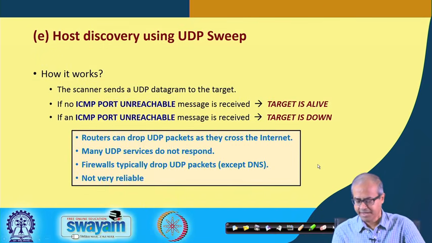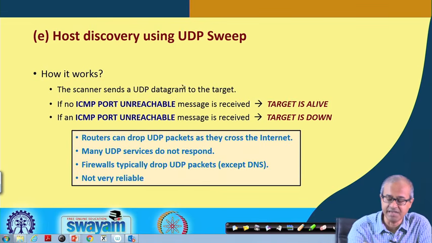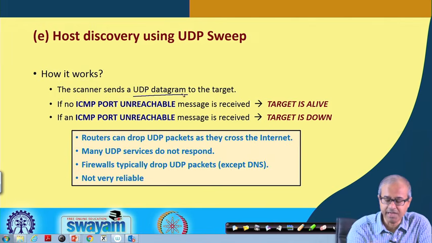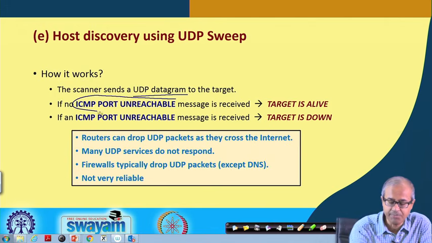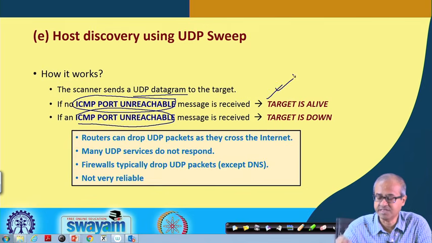You can carry out this kind of host discovery also using UDP sweep. UDP sweep is simple, you simply send a UDP datagram to a target. Whenever a UDP packet is sent, if the target port is closed, the target host will respond back with an ICMP port unreachable message. If no such message is received, then you say that the target is alive, but if such a message comes back to you, then you say that the target is down.